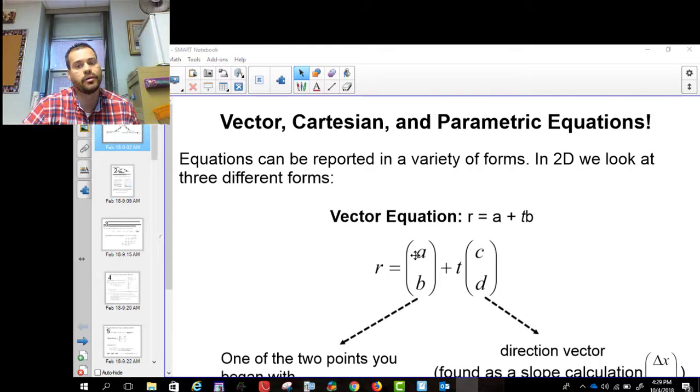All right, we are going to talk about the vector equation of a line. So we're used to Cartesian equations of lines, y = mx + b, but there's a couple other ways to represent a line, and one of them is using a vector equation.